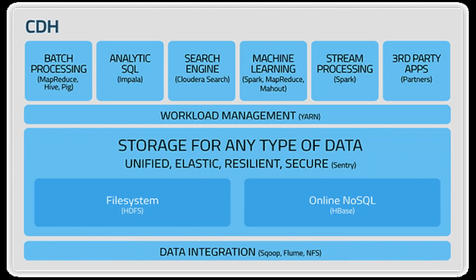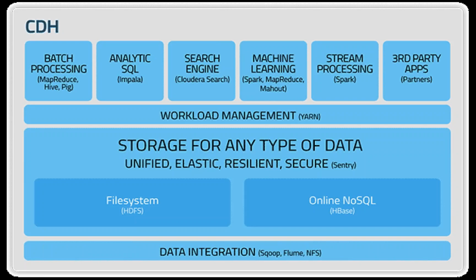I wanted to explain this diagram to you. The basic part is storage for any type of data. So you will be using HDFS as your storage, and on top of it you have workload management, which is called YARN. Earlier it was MapReduce 1, and after that they made it MapReduce version 2, or YARN. Okay, what are the various ways you can use your CDH?